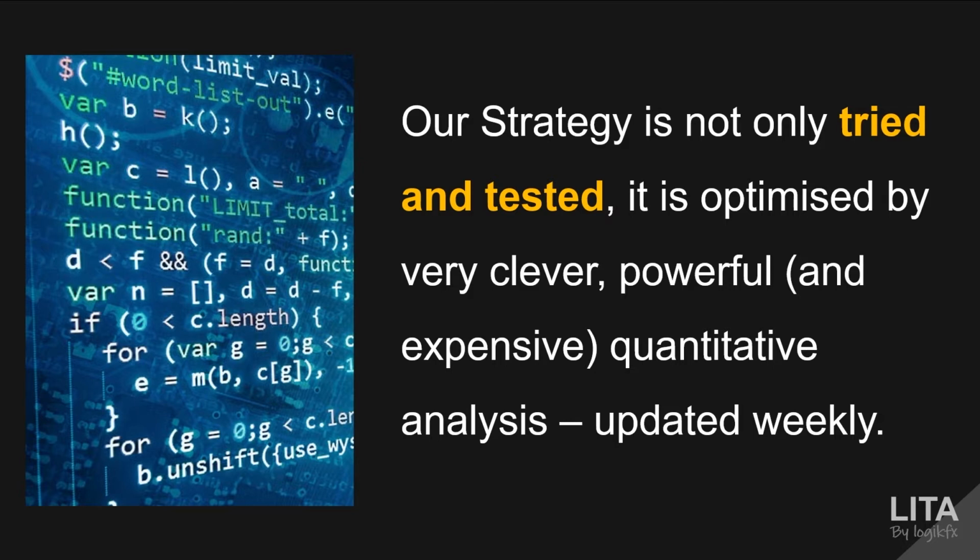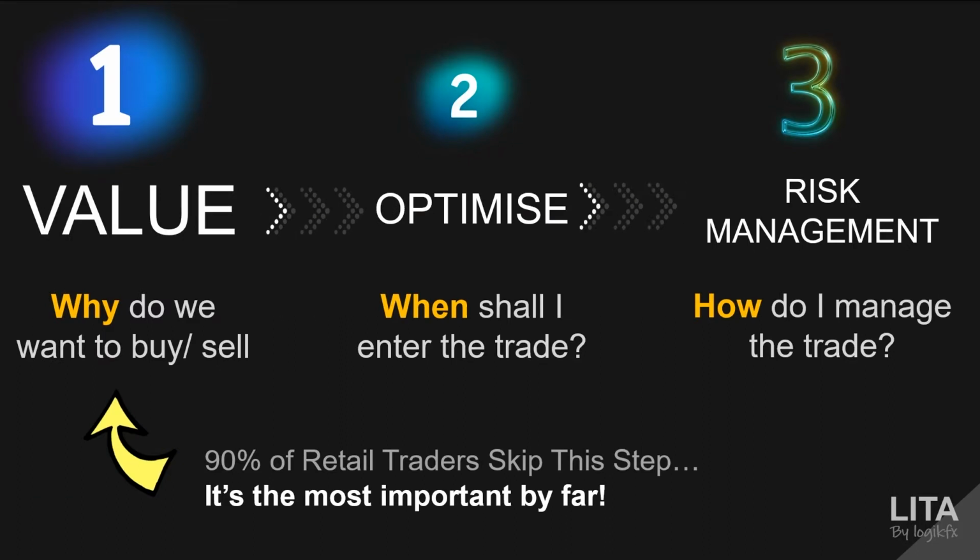So let's actually have a look at the right way to do things. Our recipe in trading is made up of 3 areas: value, optimization, and risk management. Now, by far the most important of all these is calculating and valuing of the assets that we actually want to buy and sell. Let me tell you something, 90% of the newbie traders out there skip this step. In fact, they haven't even thought about this step, and that's why the majority of them don't end up making money.